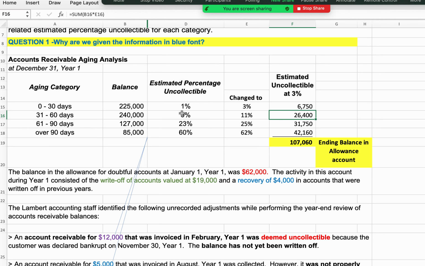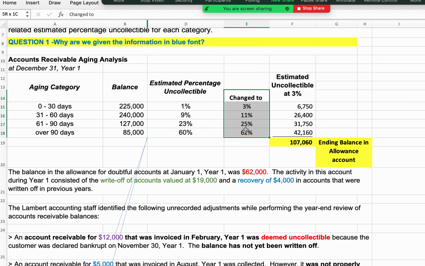So then I did that for this next row. I took 240,000 and multiplied it by 11%, and we got 26,400. And those accounts that are 61 to 90 days past due, we're going to multiply by 25%, and we get 31,750. And those accounts that are over 90 days delinquent, we're going to multiply that balance of 85,000 by 62%, and we come up with 42,160. Oh, no, we don't come up with that, because there's something else that happened in here that I need to talk to you about.